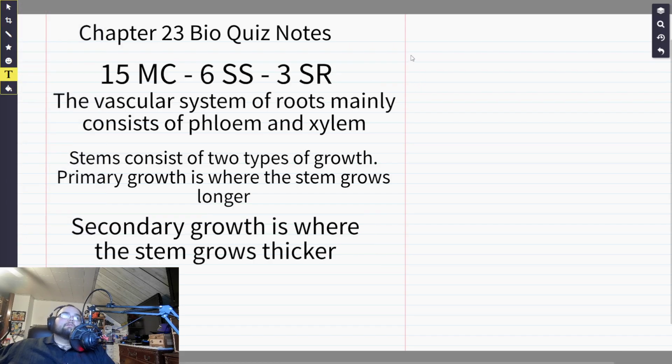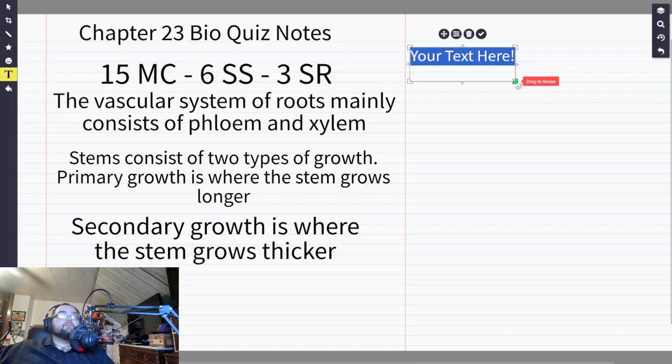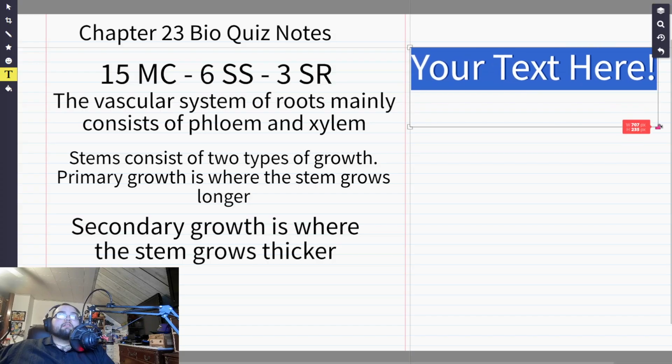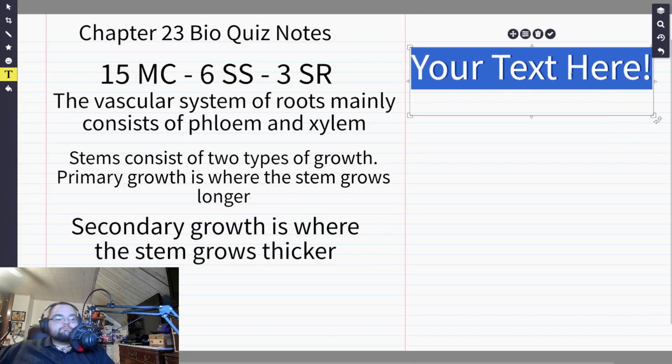So, 3 that I've got down. Vascular system of roots mainly consists of phloem and xylem. Stems consist of 2 types of growth. Primary, where the stem grows long, and secondary, where the stem grows thick. Take a look at the next set of questions.